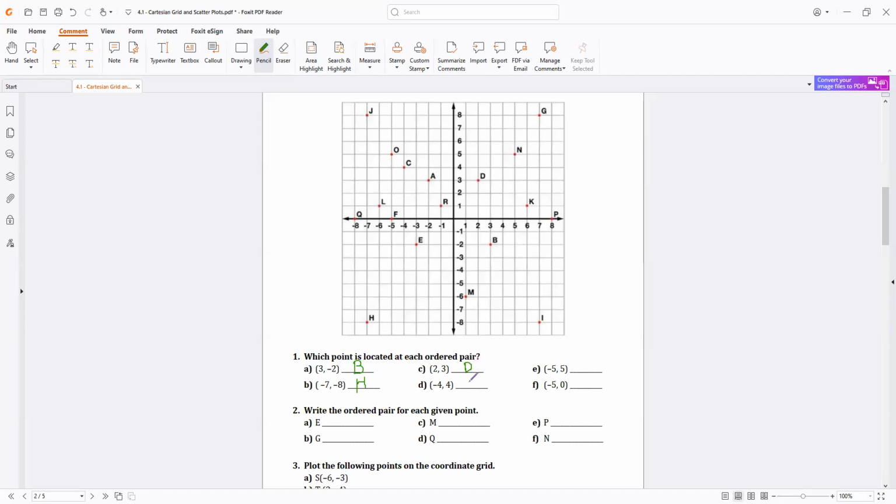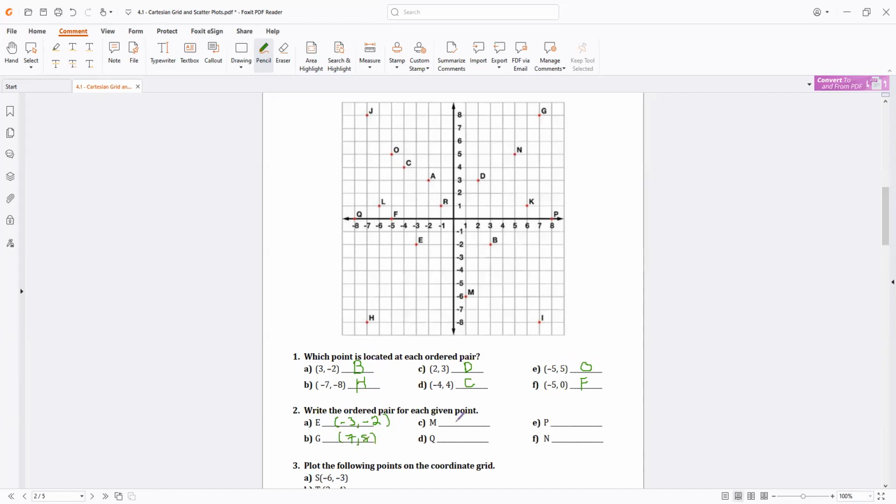Okay, if you're playing this video again, I'm hoping that it is because you did pause it and you are simply checking the answers. Let me write this all out for you. The letters are B, H, D, C, O, F. Write the ordered pair for each given point. E is negative three, negative two. G is 7, 8.